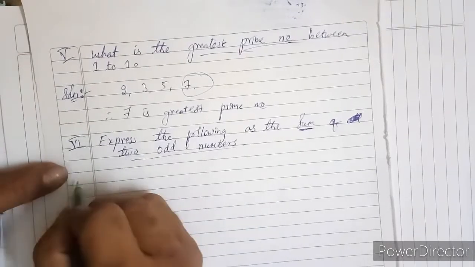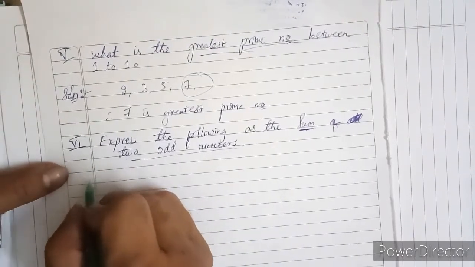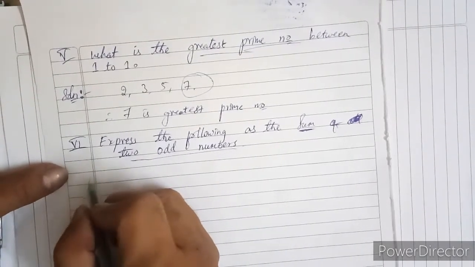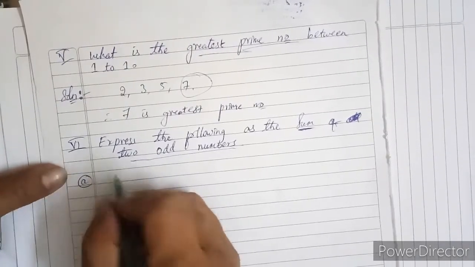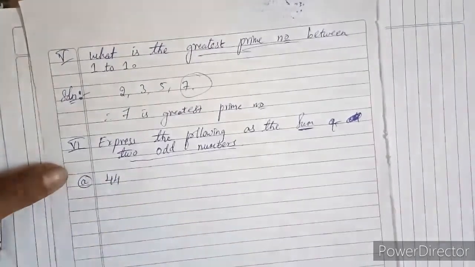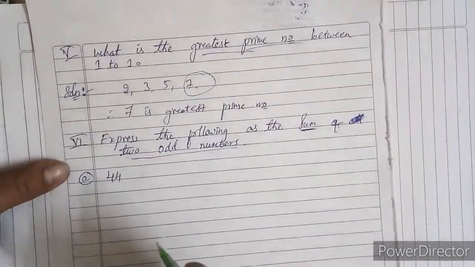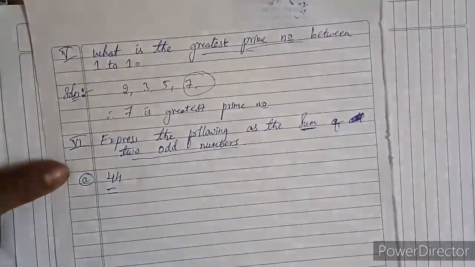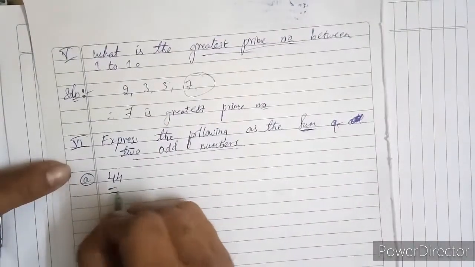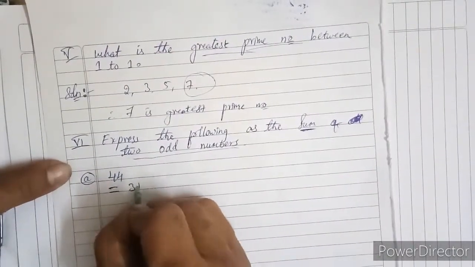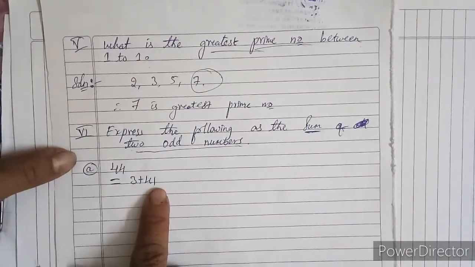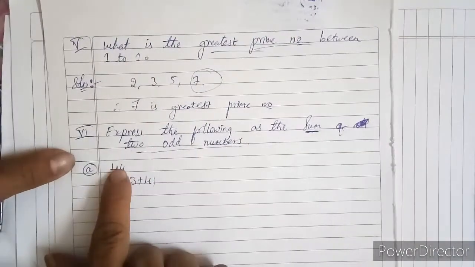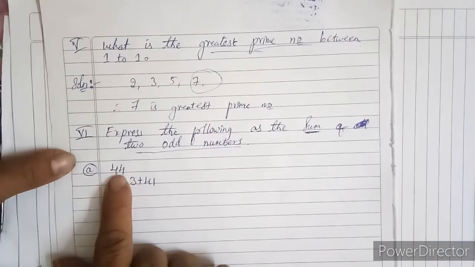First one, whatever they have given, we have to take. The first question is 44. How to expand this? We have to expand it with prime numbers only. So I will take 3 plus 41. 3 is a prime number and 41 is also a prime number. If we add both, we get 44.